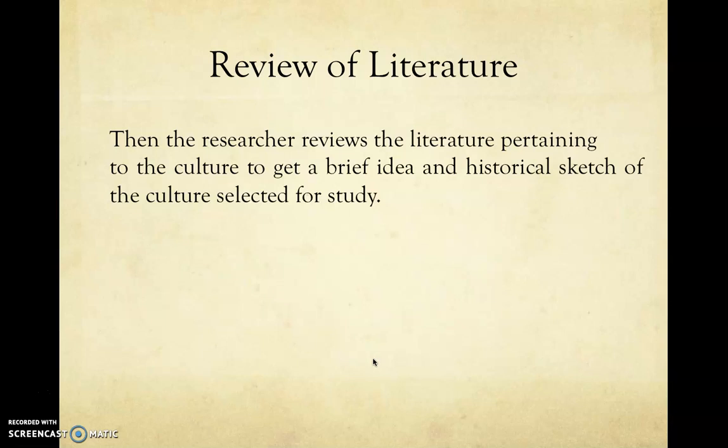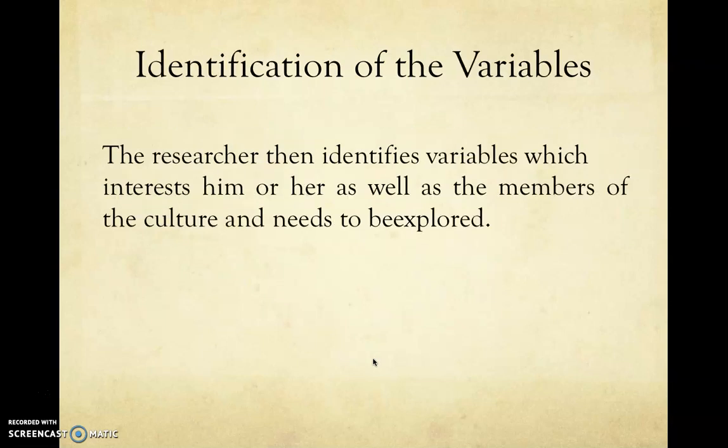In this review, the researcher collects information about the particular culture from various primary as well as secondary sources available in the study. He or she can first collect reviews of other related studies about the particular culture, and find out something about the central idea of the culture before starting the study. Identification of the variables. The next step, the researcher then identifies variables which interest him or her as well as the members of the culture and need to be explored.